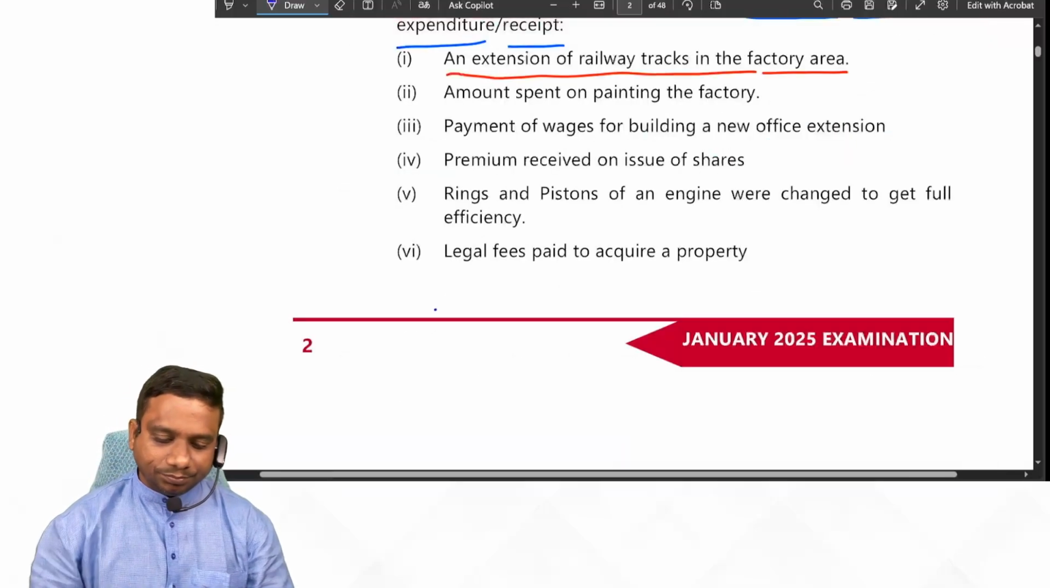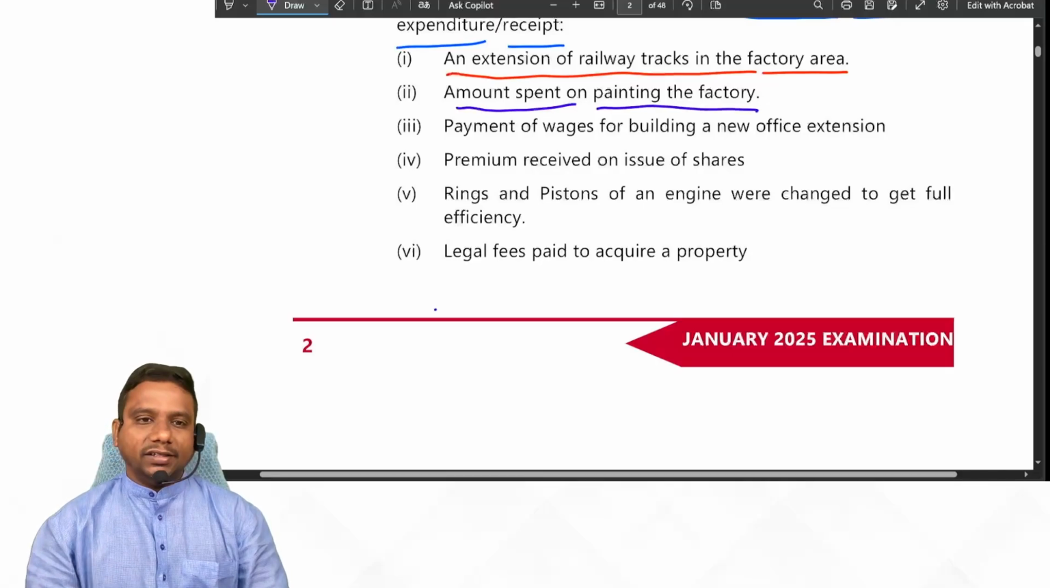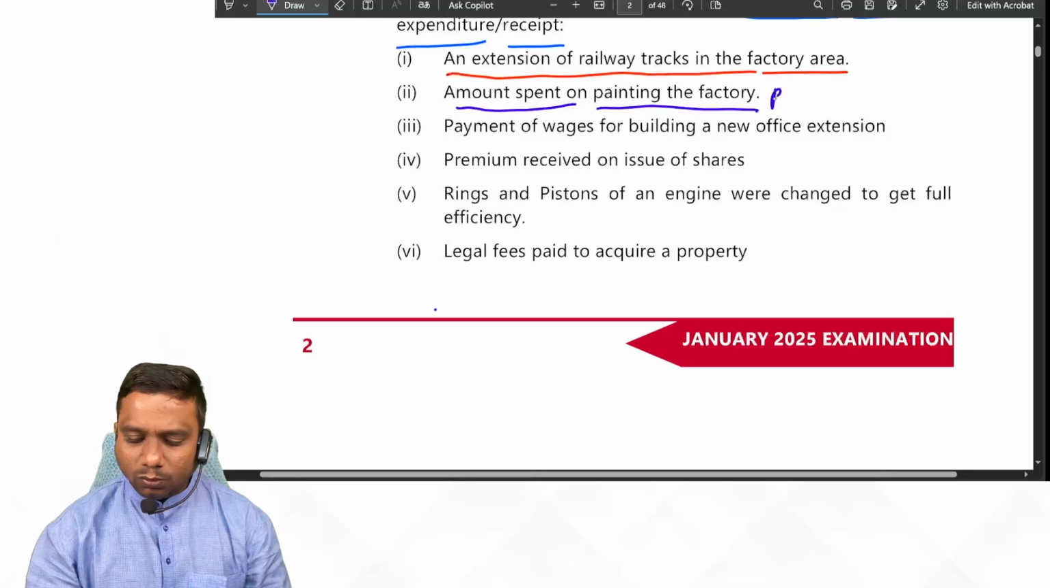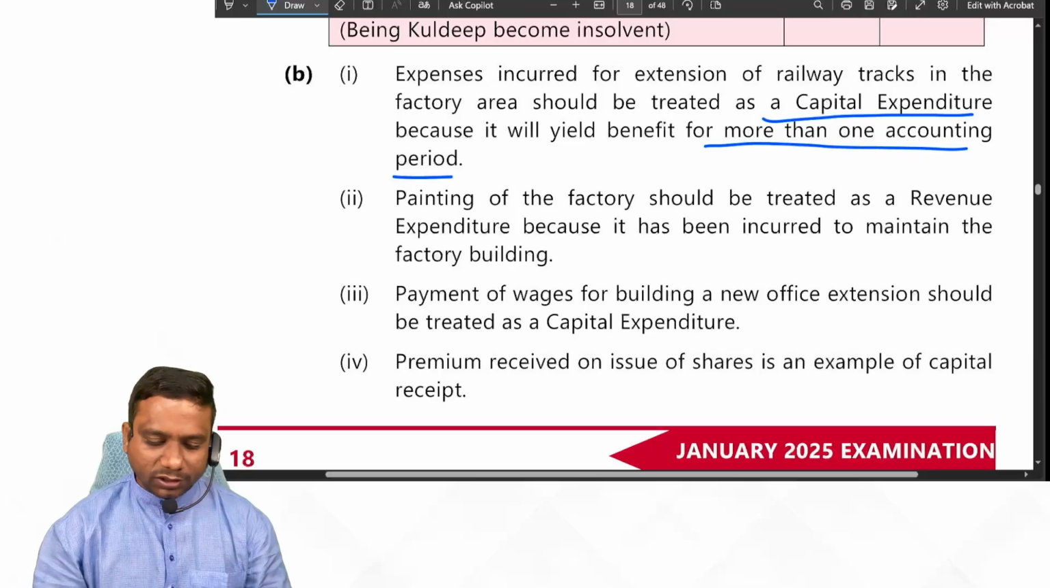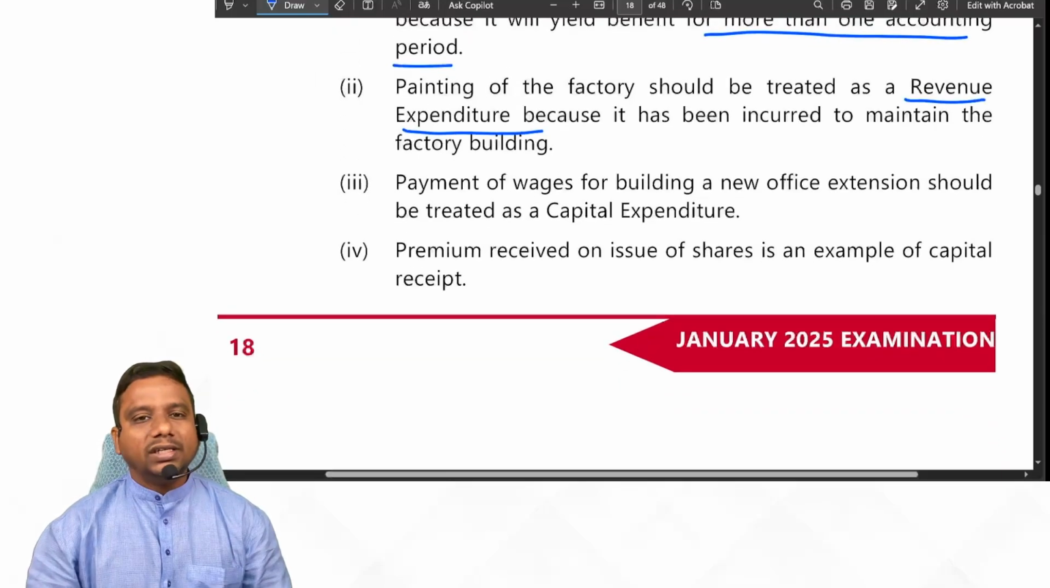Next one. Amount spent on painting the factory. Because of this expenditure, we don't get any long benefit. That's why we treat it as revenue expenditure. So students, painting of the factory is treated as revenue expenditure.